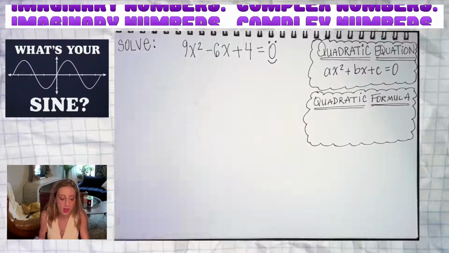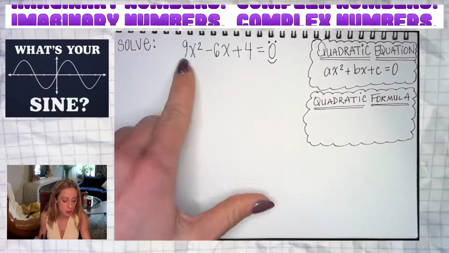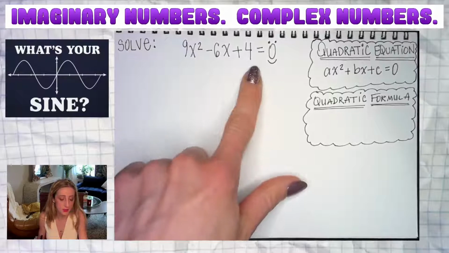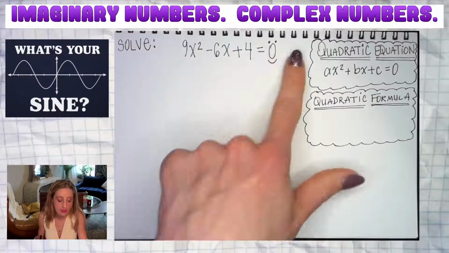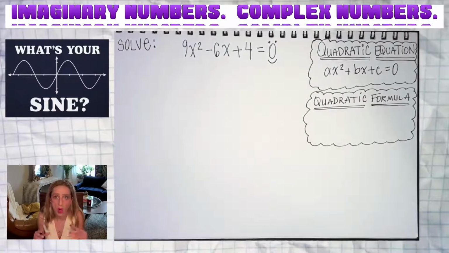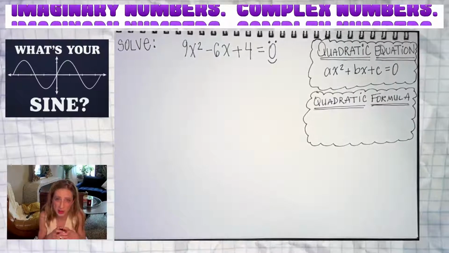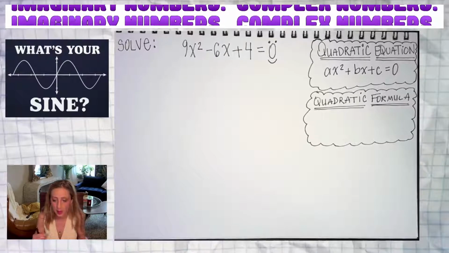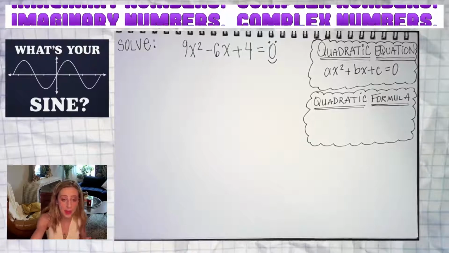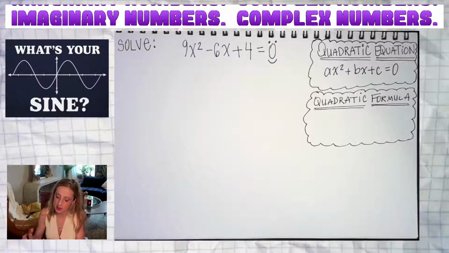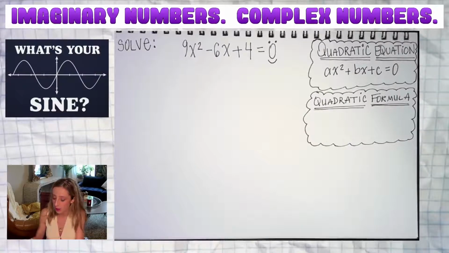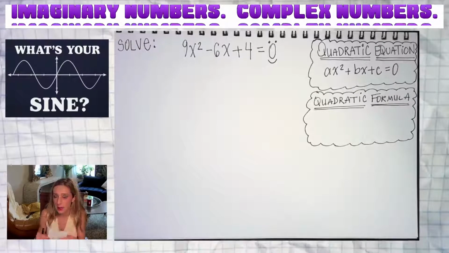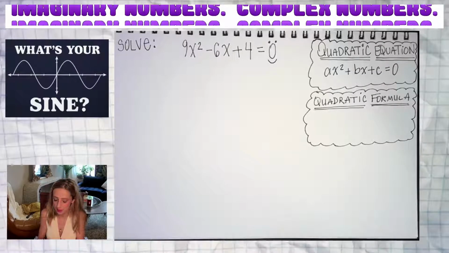AC method and grouping. So you would do A times C, which was 9 times 4, 36. Then you would make a list of all of the factor pairs that multiply to give you 36. And from there, you would try to find a pair that multiplies to give you 36, but, B for but, when you get to the bottom of the list, but adds to give you -6.